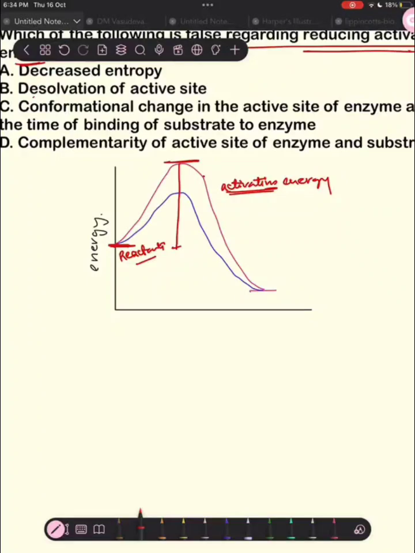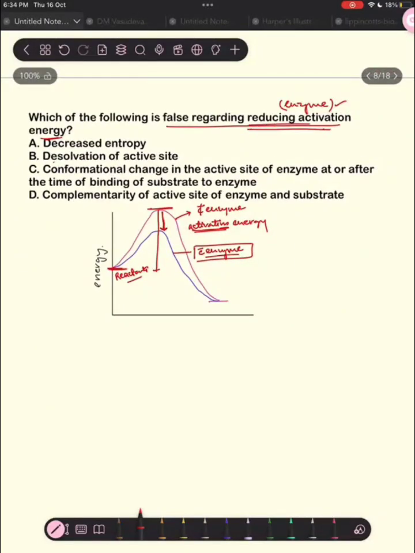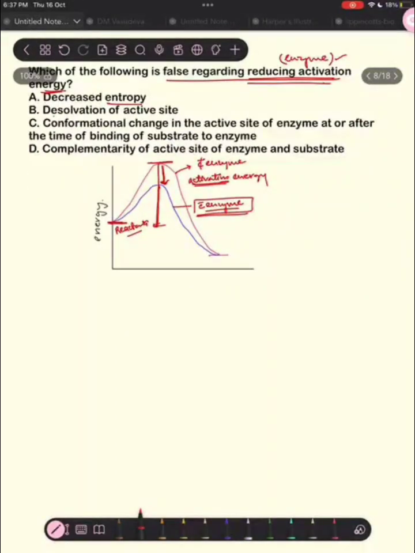Okay, so this activation energy is without the presence of an enzyme or a catalyst, and this activation energy is with the presence of the enzyme, right? So in the presence of the enzyme, there is a decrease in activation energy. That is called reducing activation energy. That means there is some amount of energy that is supplied by the enzyme, so that there will be a decrease in activation energy, isn't it?